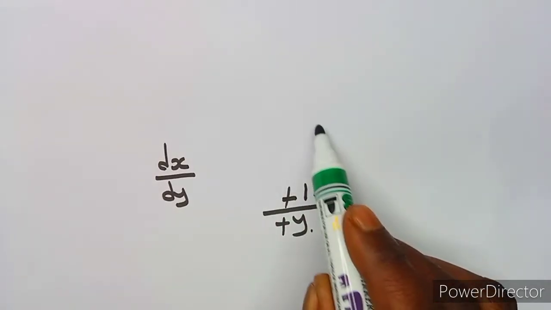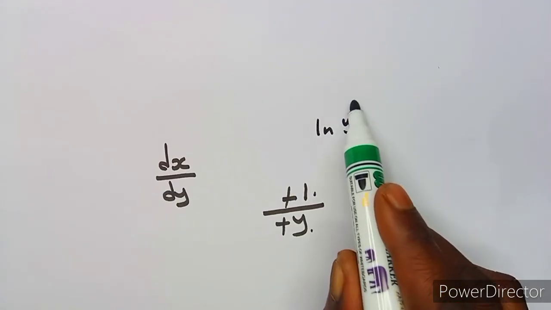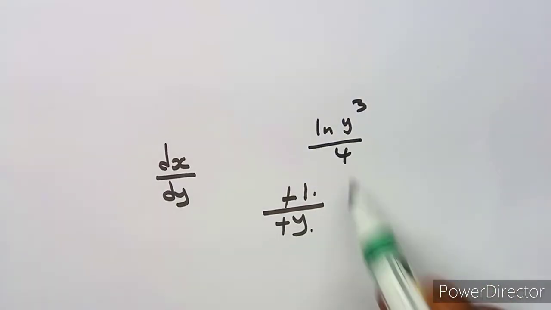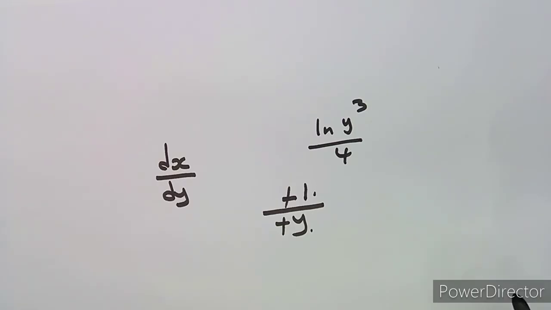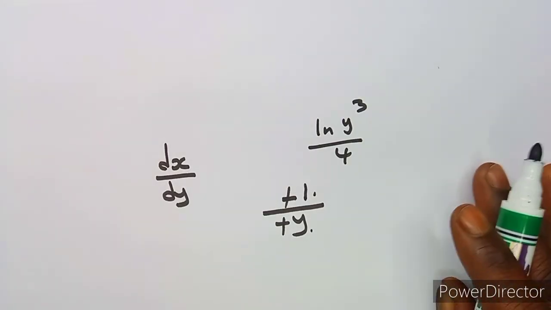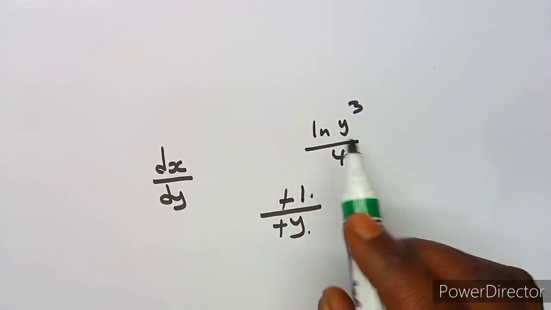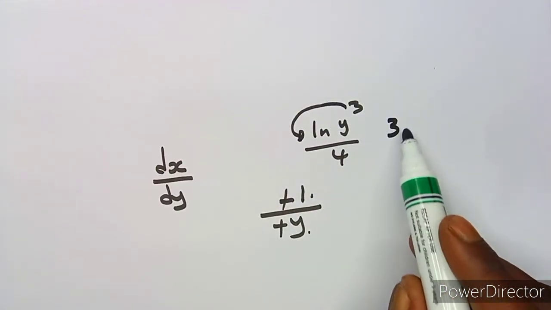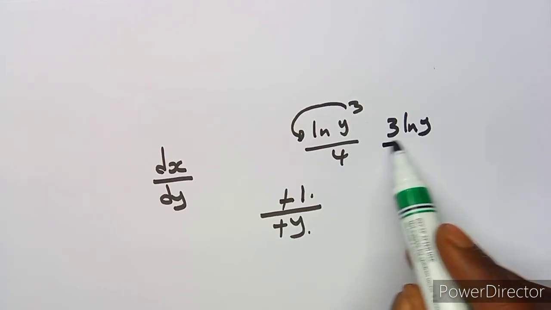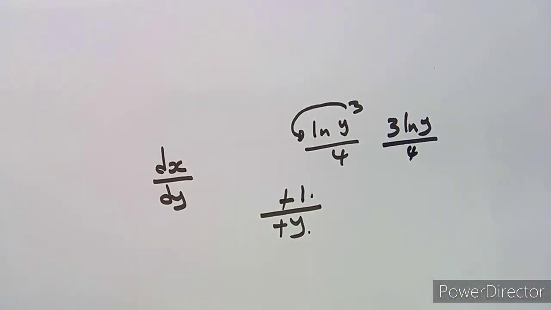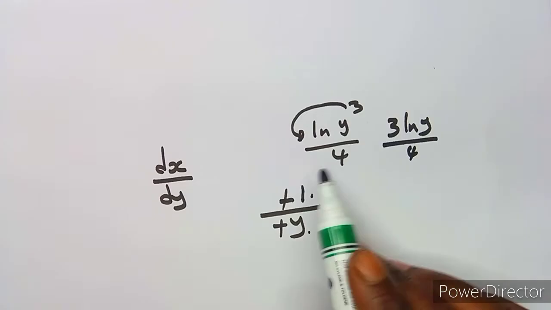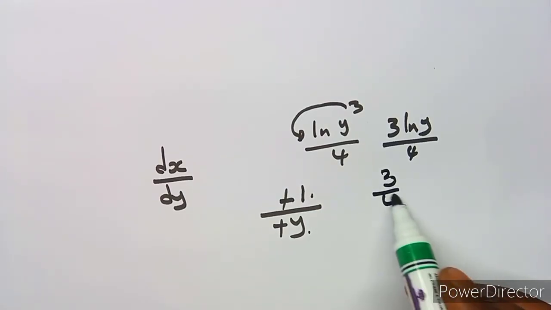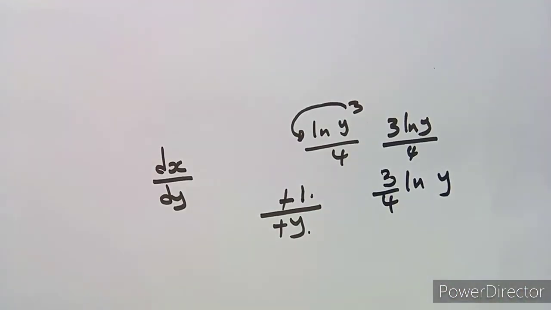Let's first write it aside. It's ln y to the exponent of 3 over 4, like this. Remember from our laws of logarithms, this is the same as 3 ln y over 4. It's one and the same thing. So it's actually the same thing as 3 over 4 ln y, like this.